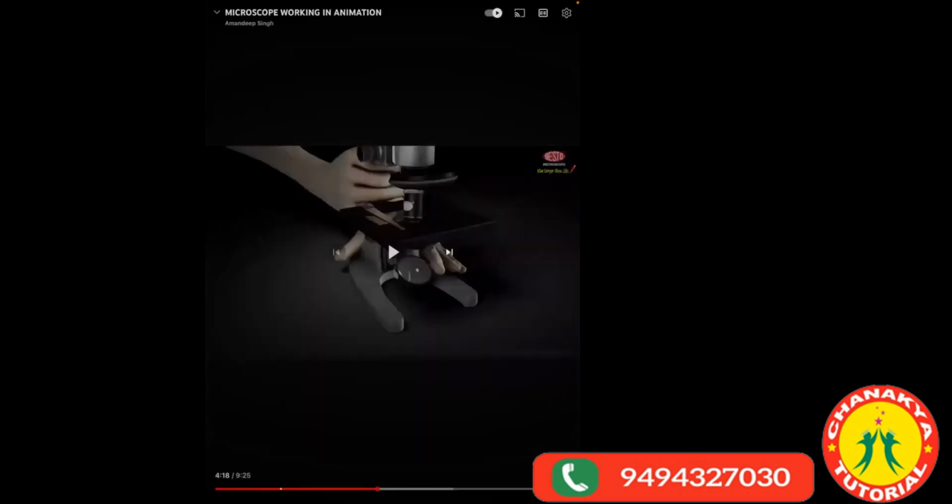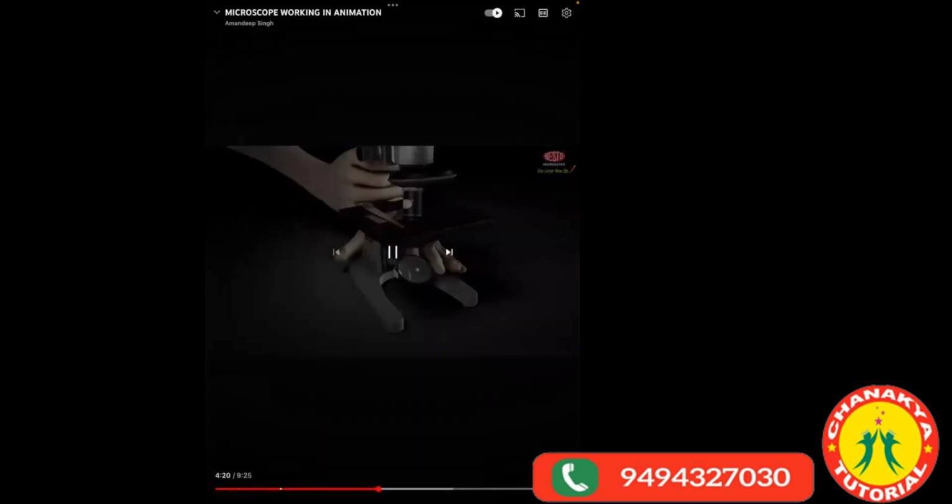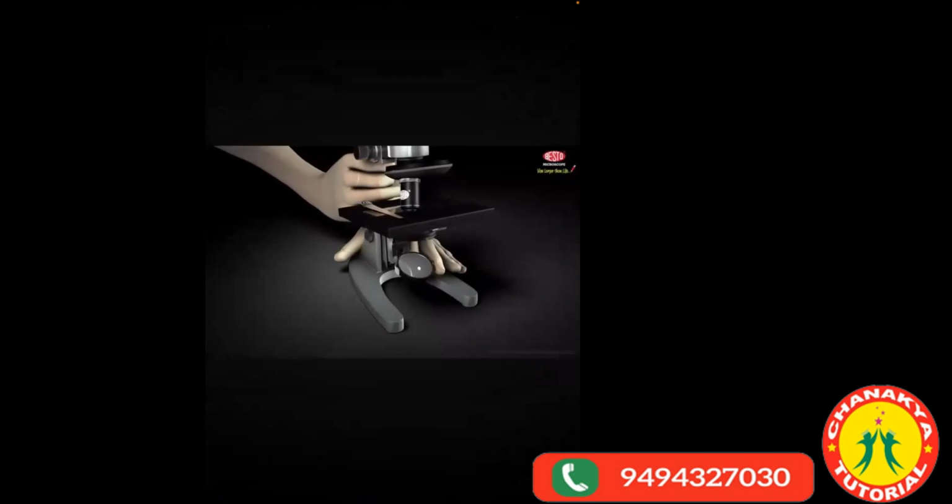Always pick up your microscope correctly. Grasp it firmly with two hands. So this is the correct position of holding the microscope. Whenever we hold the microscope, we have to make sure that one hand is under the base and the second hand is on the arm.